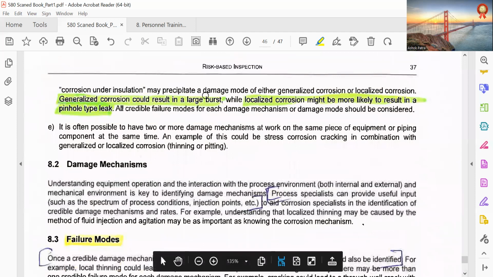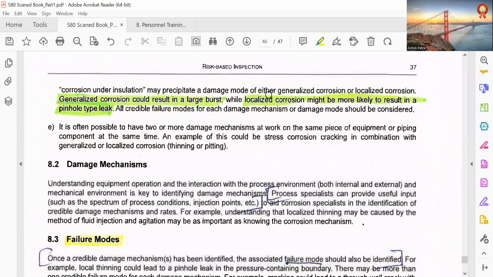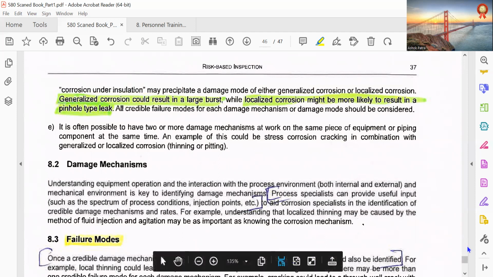So corrosion under insulation may precipitate a damage mode of either generalized corrosion or localized corrosion. Generalized corrosion could result in a large burst, while localized corrosion would more likely result in a pinhole type leak. In damage mechanisms, process specialists can provide useful input such as spectrum of process conditions, injection points, etc.